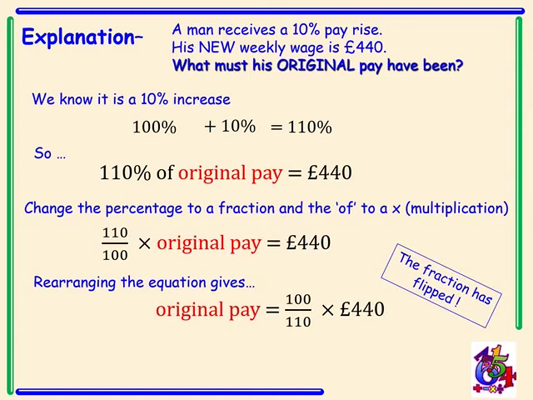There is a slightly quicker way of doing this, which we will look at next. His original pay, if we put 100 over 110 times 440 into the calculator, is £400. So £400 was the original pay before the 10% pay rise.